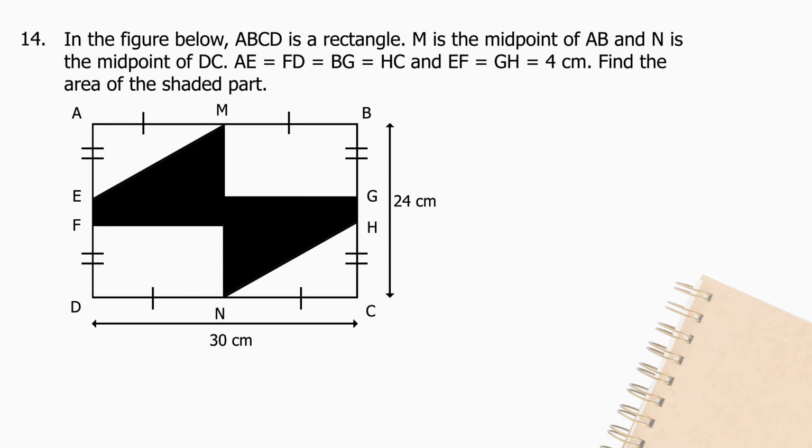Question 14. In the figure below, ABCD is a rectangle. M is the midpoint of AB, and N is the midpoint of DC. AE is equal to FD, is equal to BG, is equal to HC, and EF is equal to GH, is equal to 4 cm. Find the area of the shaded part.